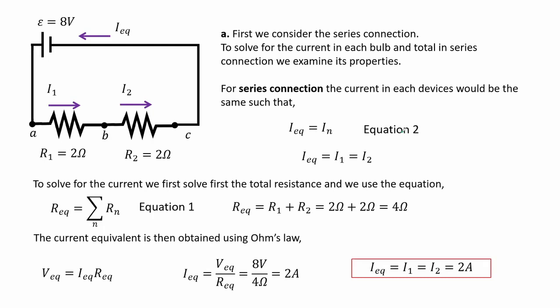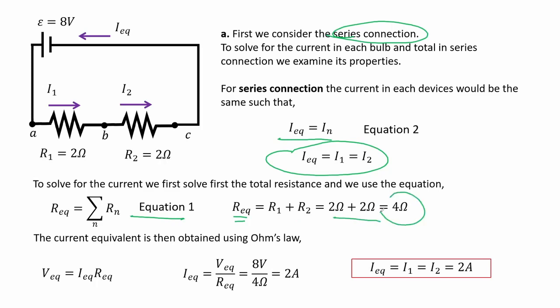For letter A. First we consider the series connection. To solve for the current in each bulb and total in series connection, we examine its properties. For series connection, the current in each device would be the same. To solve for the current, we solve the total resistance, and we use equation 1. The current equivalent is then obtained using Ohm's law, and we see that the current is 2 amperes.